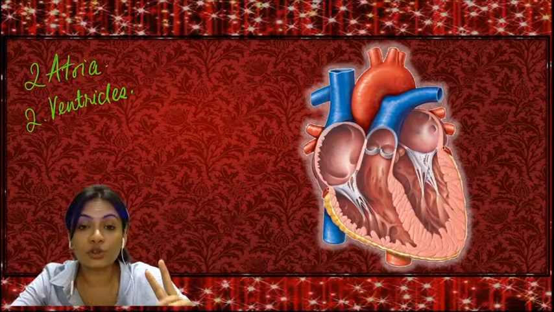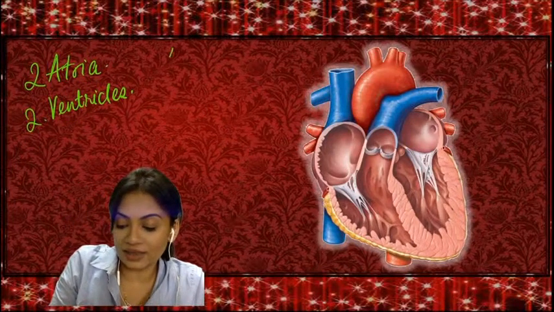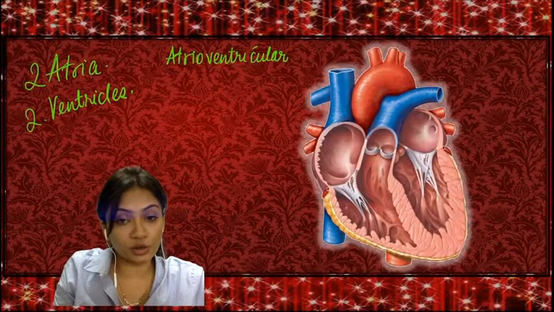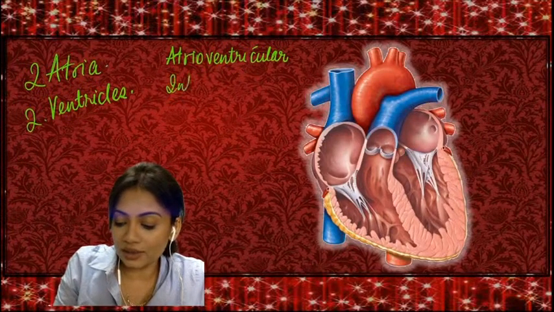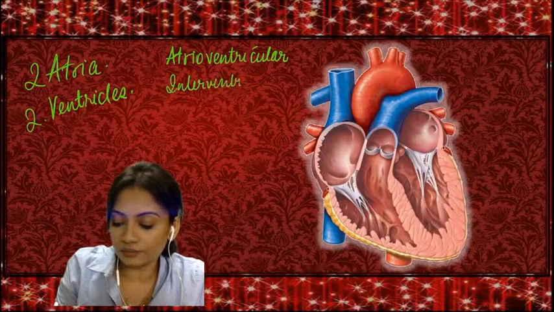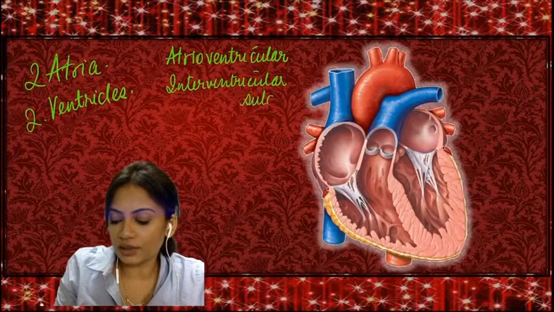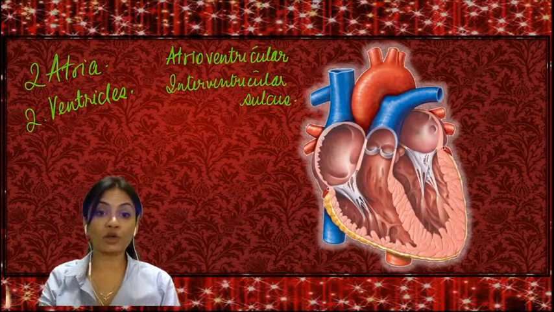Now after that we saw the presence of two grooves on the external surface. Do you remember those two grooves? There were two names to it, if you remember. First was called the atrioventricular groove, and the second one, between the two ventricles, we called the interventricular sulcus. So these were the two grooves present.